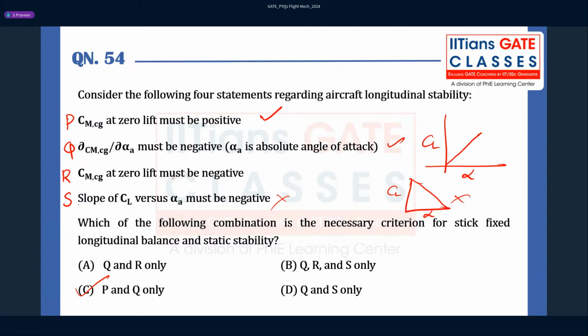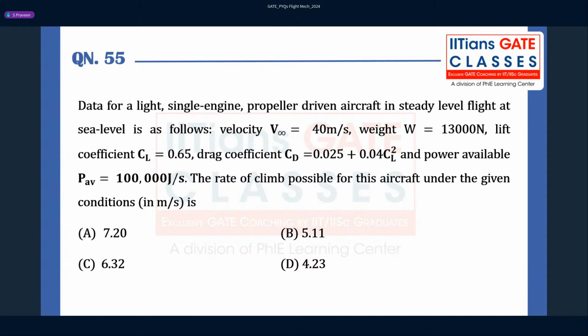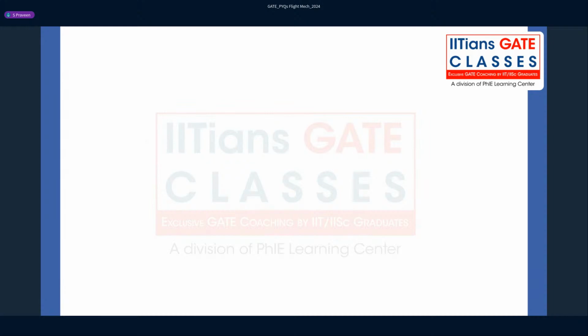Let's look at the last question of today's session. Data for a light, single engine, propeller driven aircraft in steady level flight at sea level is as follows. V infinity is 40 meter per second, weight is 13 kilonewton, lift coefficient is 0.65, drag coefficient is 0.025 plus 0.04 CL square, and power available is 100 kilojoules per second. The rate of climb possible for this aircraft under the given conditions is dash. We have four options: 7.2, 5.11, 6.3, 4.23. Pretty simple. Let's do that.